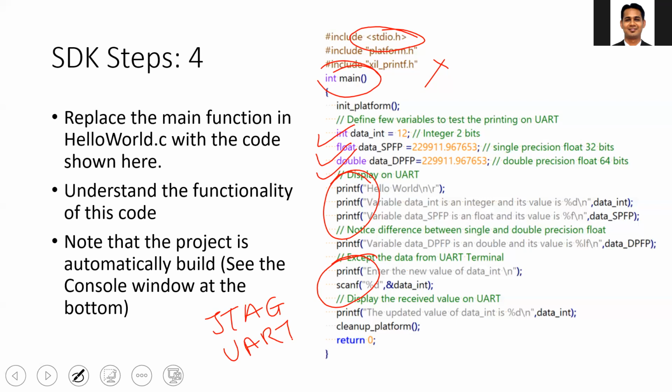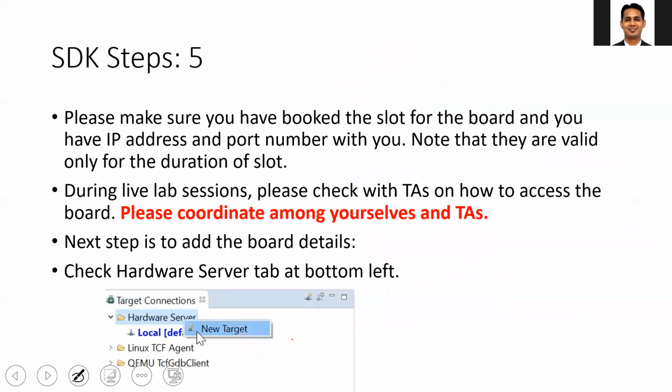So each board has been given a particular address, an IP address and a port number. Using our system, you need to book your slot whenever you need to test your design on the board. For all the details, you can contact your TS. Now, by default, your SDK will use the local target, that is the local board, in case it is connected.